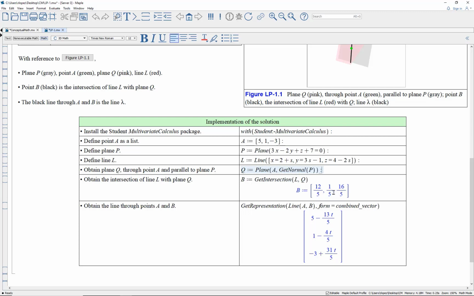We need to form the line through A and B. So line, and then we ask for a representation, and the form that we want to see is this. You can think of this as a position vector, or you can think of it as parametric. This is x, y, and z as functions of t. So a second example.